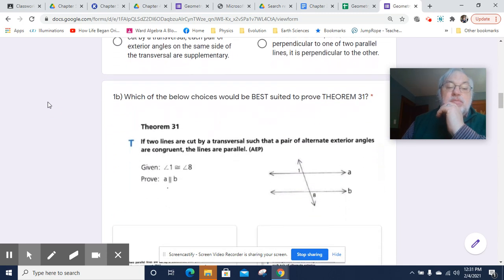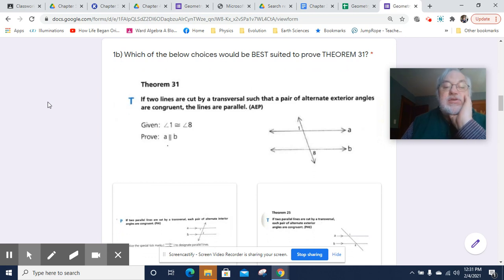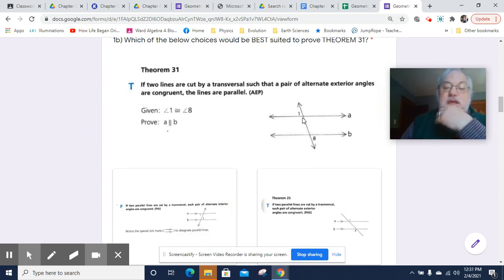Now, we get to Theorem 31. Which of these would be best suited for Theorem 31? So Theorem 31 is saying if two lines are cut by a transversal such that a pair of alternate exterior angles are congruent. So we're going to be looking for a theorem that talks about parallel lines leading to pairs of alternate exterior angles being congruent, in order to prove that these lines are parallel.